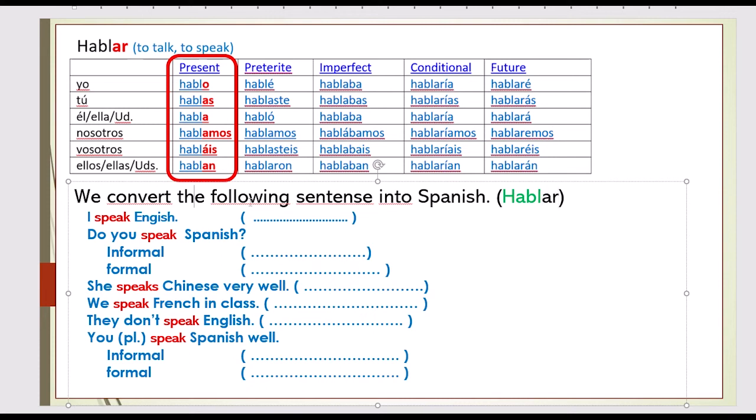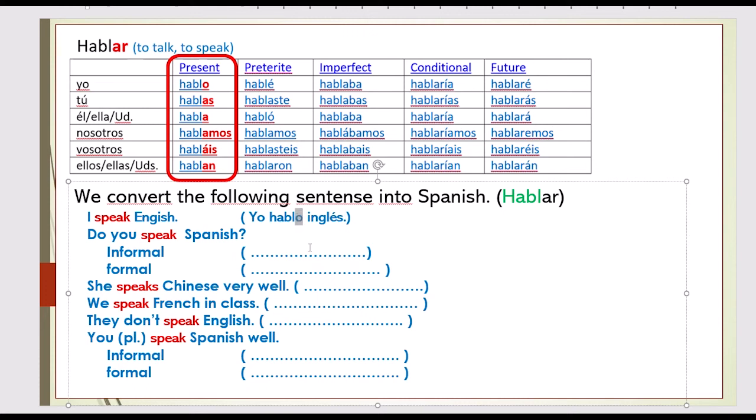Let me convert the following sentence into Spanish. I speak English. We will work together to convert this sentence into Spanish. I speak English, so yo hablo inglés. Yo hablo inglés, I speak English.